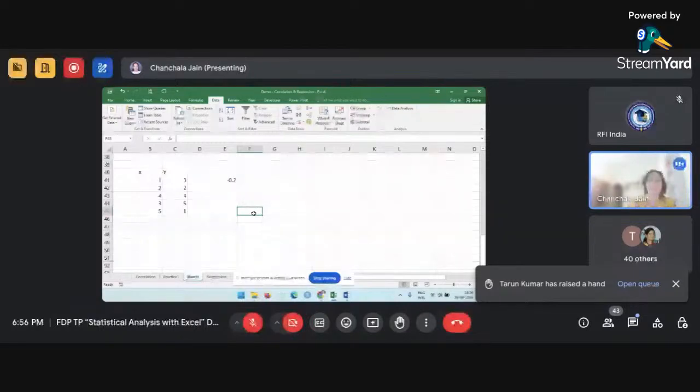Okay, ma'am, thank you. Ma'am, can you please explain when to use Spearman and when to use Karl Pearson? When you have an ordinal scale variable, because in the name itself, Spearman's rank correlation, ordinal data is ranked data.